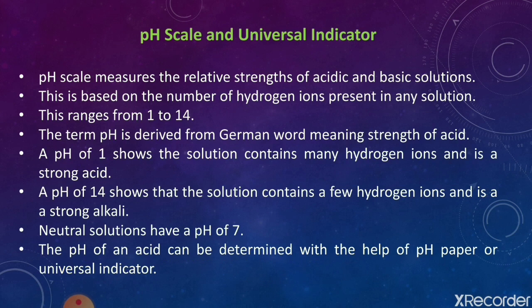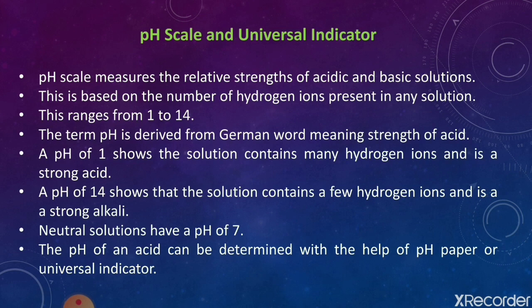Now next is our pH scale and universal indicator. First we will see what is the universal indicator. A universal indicator is a mixture of many indicators that we will study later on. First, we'll see what is the pH scale. The pH scale is a scale which is used to measure the relative strengths of acidic and basic solutions. It means this indicator, universal indicator, gives color change with both acidic and basic solutions.